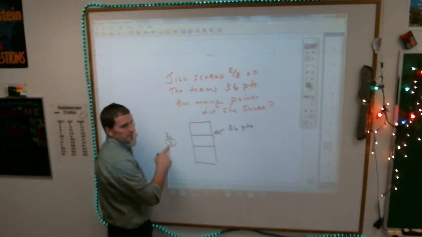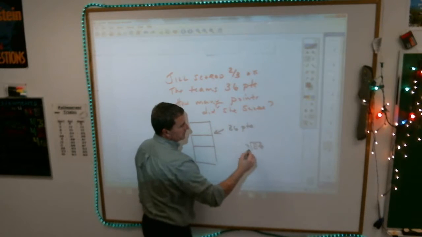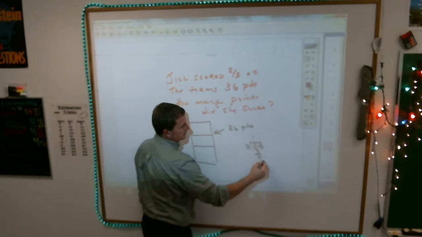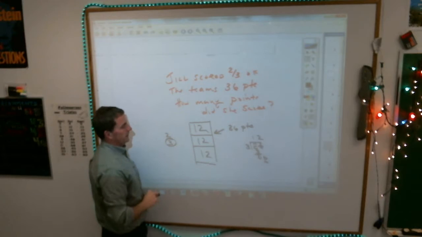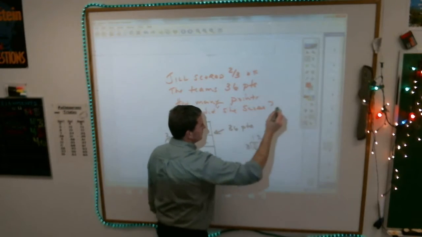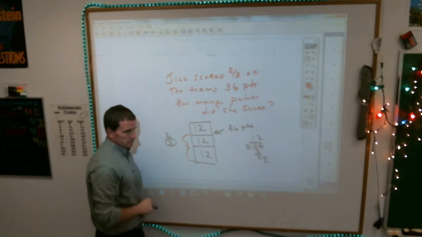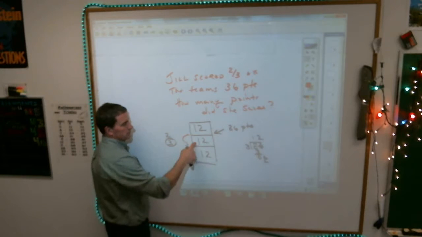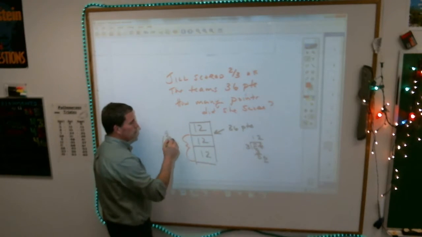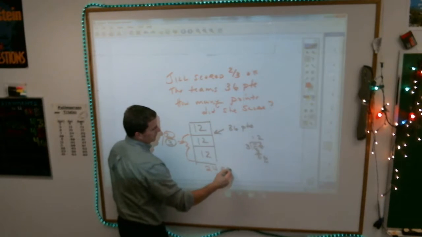36 divided by 3. Maybe you can do that in your head. Maybe you have to do it over here. 36 divided by 3 is? Yep, each piece is worth 12. And Jill scored what fraction of those? 2 of the 3 pieces. So how many points did Jill score? Connor? No, she scored 2 of them. 2 of the 12s, 24, exactly. She scored 24 points.